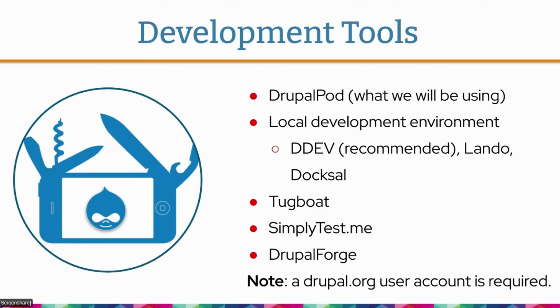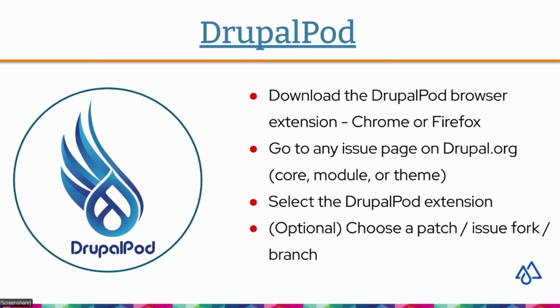Tugboat is a feature that can be used in the issue queue. SimplyTest.me is hit and miss. It was great before, but sometimes it's only for testing the patch and there's not a whole lot of collaboration. Drupal Forge is something that's being worked on, but right now it uses Drupal Pod. So I talked to the maintainers today, and they said that they're going to work on making sure that doesn't get antiquated in October.